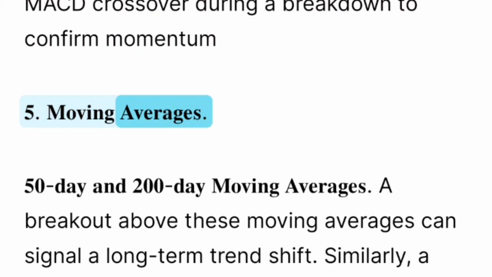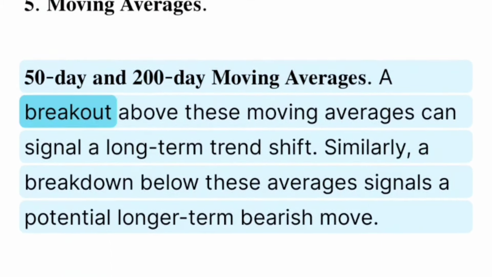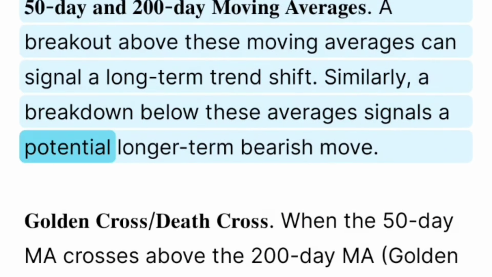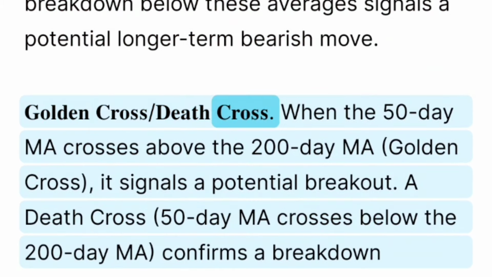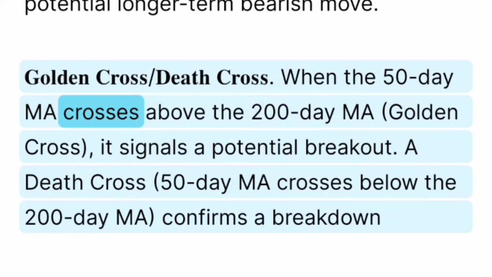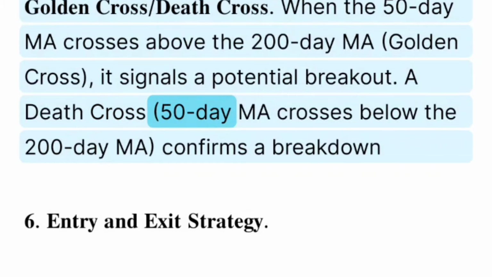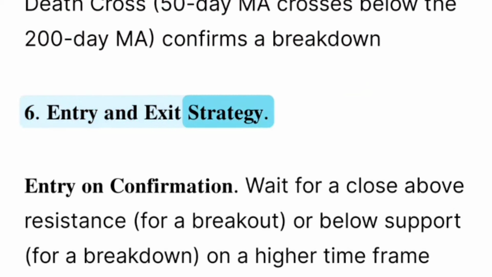5. Moving averages, 50-day and 200-day moving averages. A breakout above these moving averages can signal a long-term trend shift. Similarly, a breakdown below these averages signals a potential longer-term bearish move. Golden Cross, Death Cross. When the 50-day MA crosses above the 200-day MA, Golden Cross, it signals a potential breakout. A Death Cross, 50-day MA crosses below the 200-day MA, confirms a breakdown.